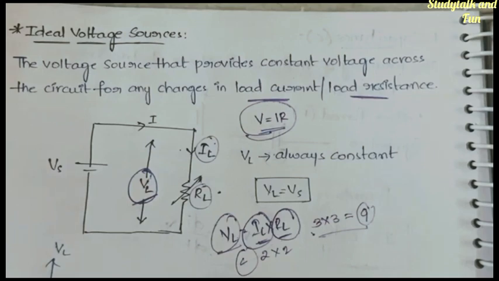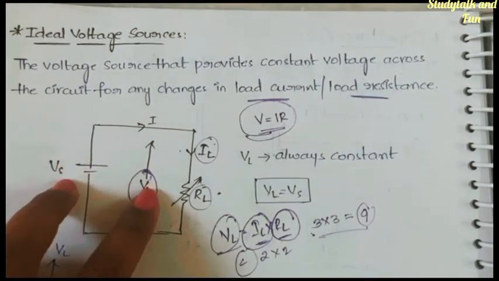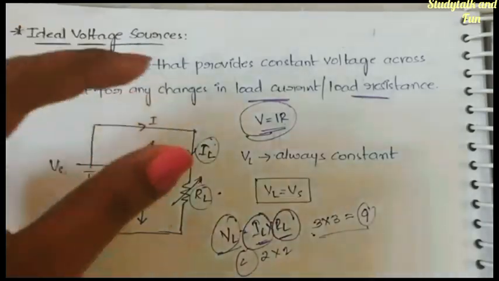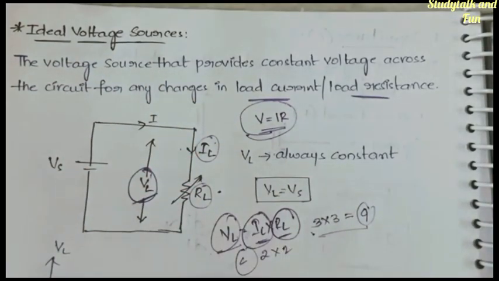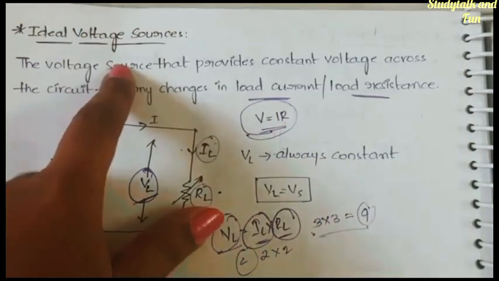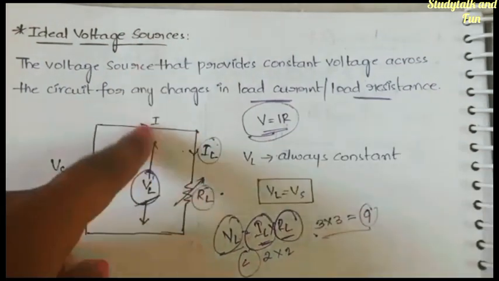Got it? The value will not change even though you make changes to the current and resistance, and this will always be equal to the source voltage. Whatever source voltage is being supplied, the load voltage will also be the same. So VL is equal to VS. That is the case. Got it? So this is about the ideal voltage source. An ideal voltage source is a voltage source which will provide constant voltage across the circuit even if the current and load resistance are changed.